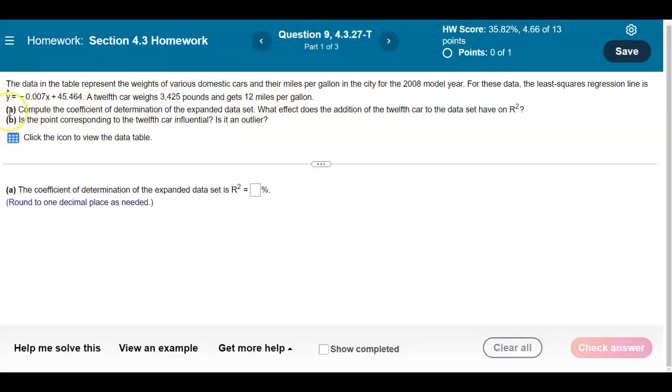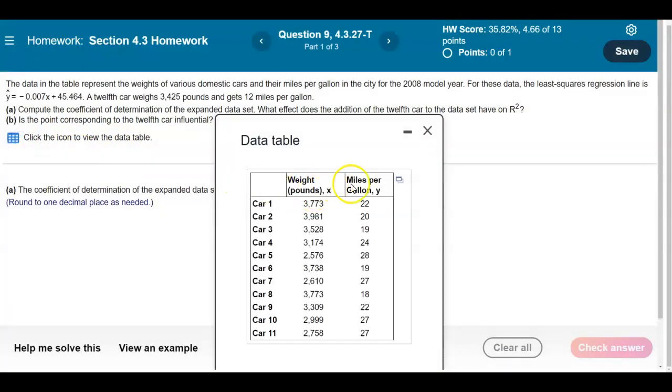Part A wants us to compute the coefficient of determination of the expanded data set. What effect does the addition of the 12th car to the data set have on the coefficient of determination? So we're going to open up this data into StatCrunch.